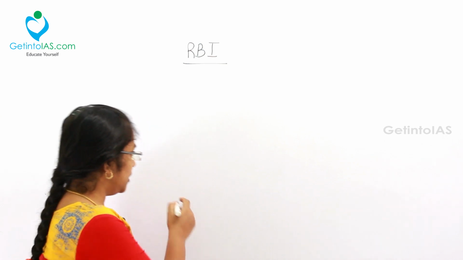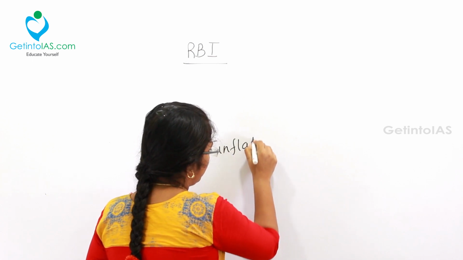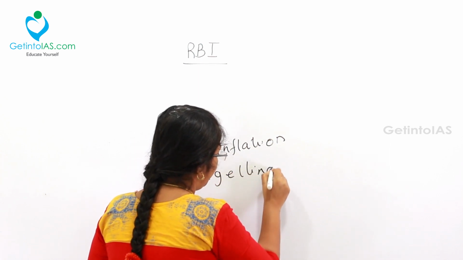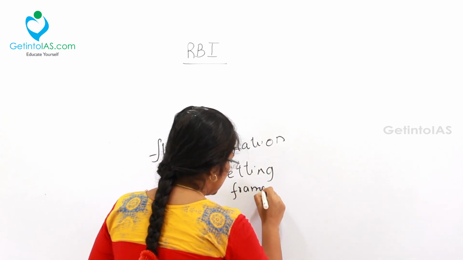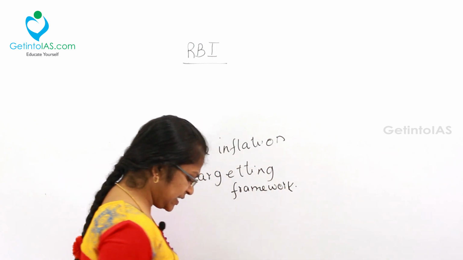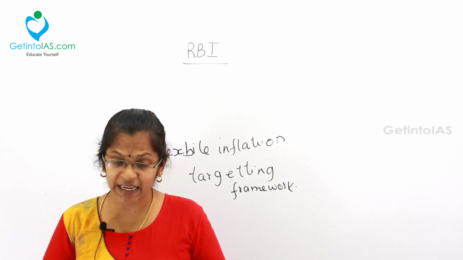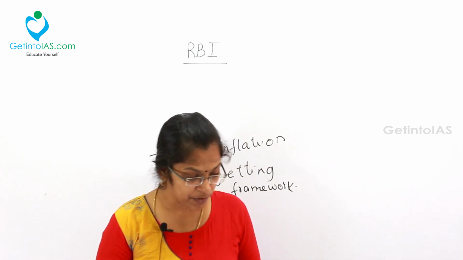It is the RBI. There is a term called the flexible inflation targeting framework. What is this term? Flexible inflation targeting framework. Through this, the RBI Act provides that the Government of India, in consultation with the RBI, sets a target once in every 5 years.